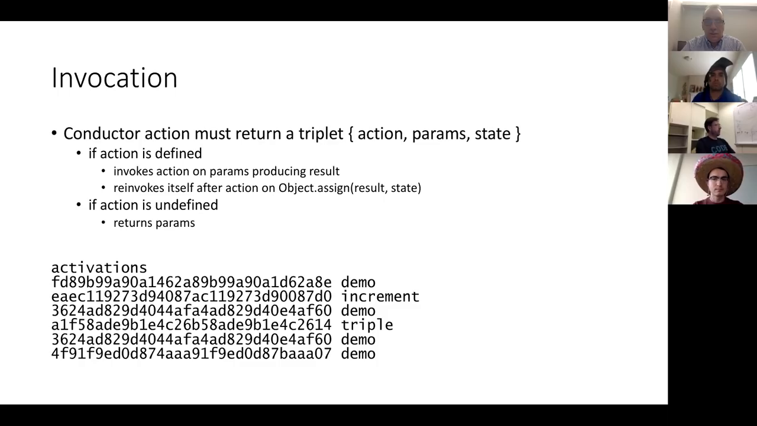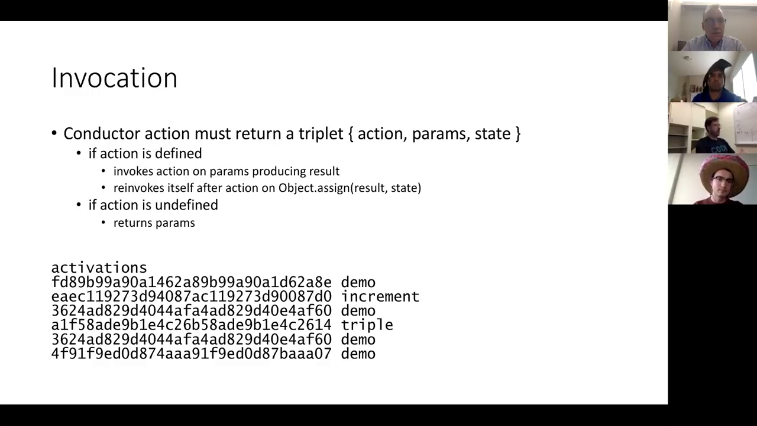Going into a bit more detail about what's going on here, the conductor action must return a JSON dictionary that is a triplet with 3 elements. Not all 3 need to be there every time, but these are the 3 that you can have. The first one is the name of an action, or the fully qualified path to an action. The second one is a parameter dictionary, and the third one is a states dictionary.